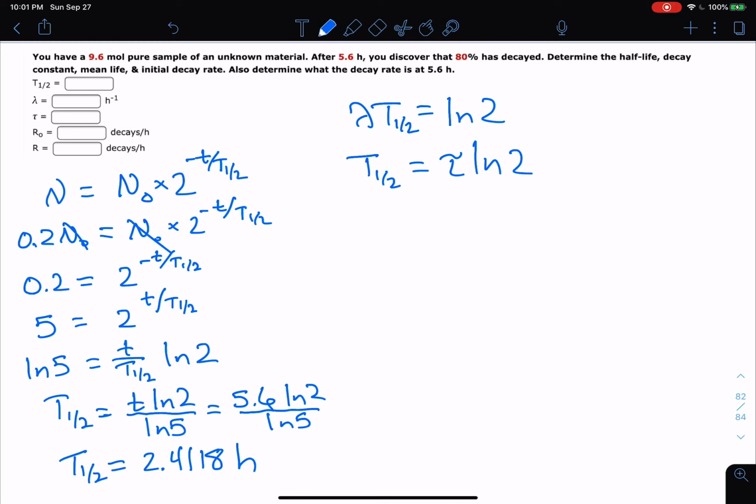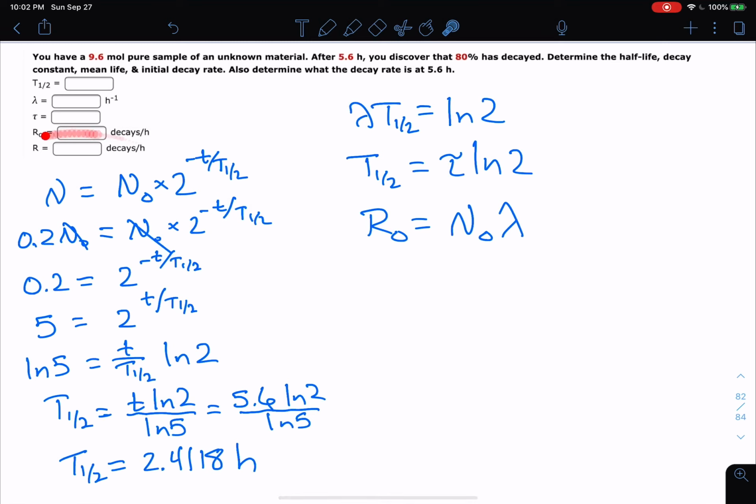To get R naught, so that's the initial decay rate, well, we've got this wonderful formula. R naught equals N naught times the decay constant. So can figure that out. Notice the units here, decays per hour, and the units for the decay constant are in inverse hours. So the point being, I said earlier, you could convert the half-life to seconds if you wanted to. You could convert this 5.6 hours, but there's really no need. I don't recommend it because these other units are going to be in whatever units this is here.